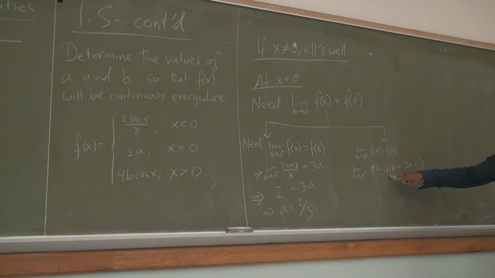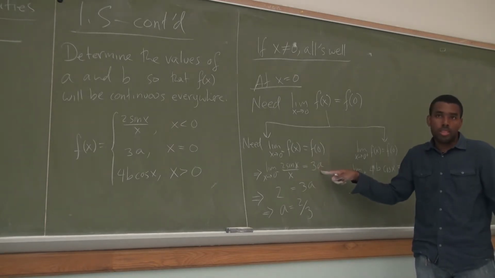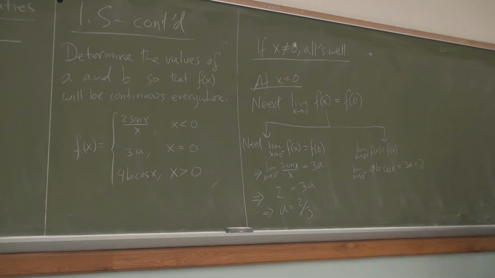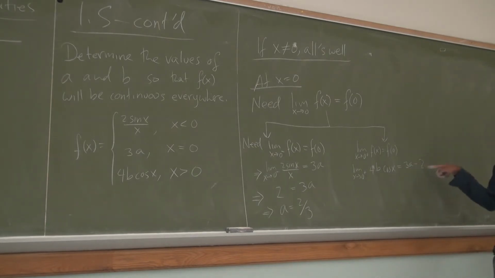Well, I wouldn't have done this one first because I would have one equation and 2 unknowns. Both a and b would be unknown. However, coming from this side, this is the only unknown. So first I did the left side to find the a, and then I can use that in order to find the b.